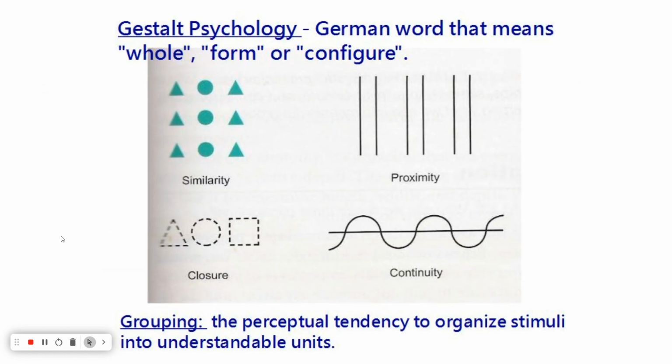So Gestalt, a German word that means whole, form, or configure. Grouping, these are perceptual tendencies of organizing stimuli into meaningful units. So our similarities, are you looking at triangle, circle, triangle, or are you looking at triangles in a row, circles in a row, triangles in a row? If we're looking at the proximity and we're looking at the lines, do you see 6 lines or do you see 3 pairs of lines? Continuity, do you see just half circles or do you see what looks like a wave? Or closure, do you see just the dotted lines or do you see what might be perceived as shapes?